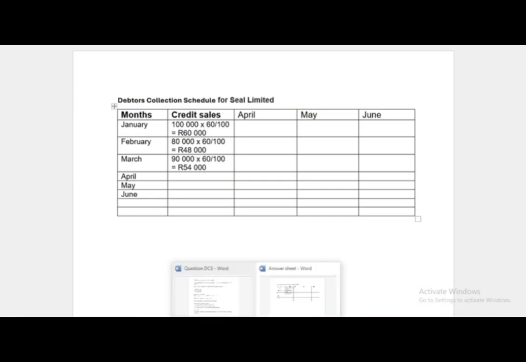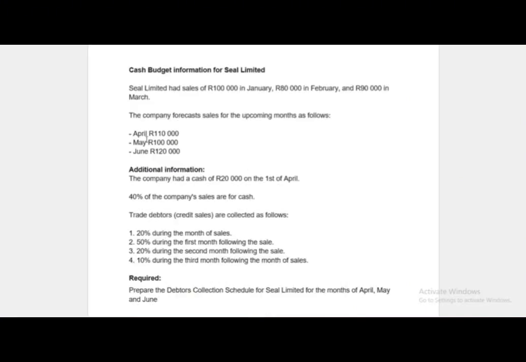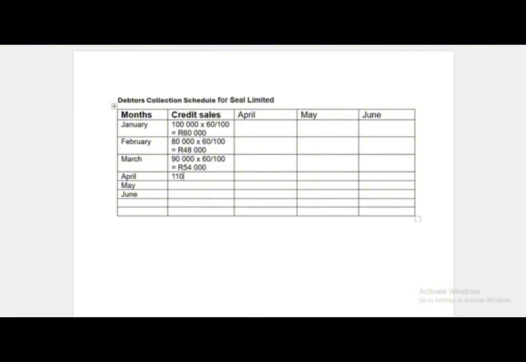And then for April, we need to calculate credit sales for April. For April, the total sales is 110,000. So you go there and say 110,000, you multiply by 60, you divide by 100, and then you get how much? Let's put that on the calculator quickly. We are going to say 110,000 multiplied by 60, you divide by 100, and then I'm getting 66,000.